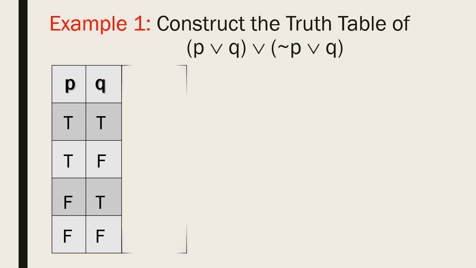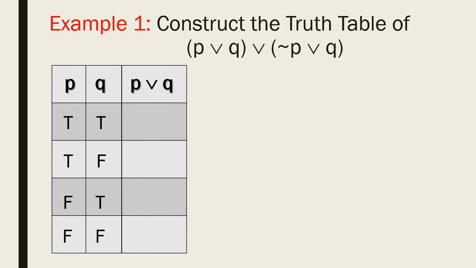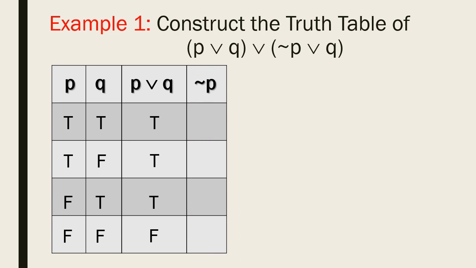And then what's next? So let's say the third column will be P or Q. Remember, for P or Q, at least one must be true. Since both are true, this will be true, then TF true, FT true, FF so false. Then next, not P. For not P, just write the opposite of P. The opposite of true is false, opposite of false is true. So this will be F, F, and then true, true.